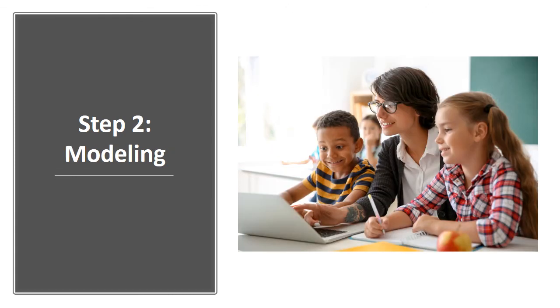The second stage of BST is to model the skill to the learner. In other words, the adult will give an example while the learner observes. Modeling can be done in person or by video modeling, in which case the adult would film a short video of people adopting the correct behavior beforehand in order to view the video with the learner later on.